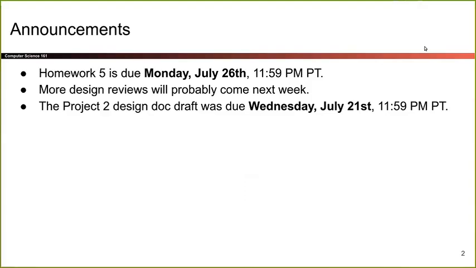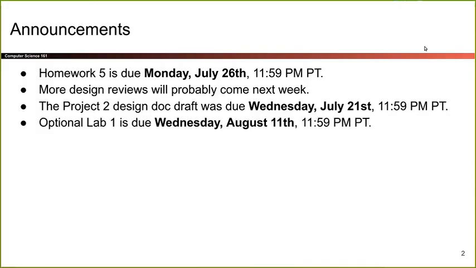If you haven't turned it in, you can use a slip day on it if you want to. But again, it's just a draft, so we're just looking for completion. And as long as you've put in some effort and started on the project, then you should be good to go. And there is an optional lab, but again, due at the end sometime.